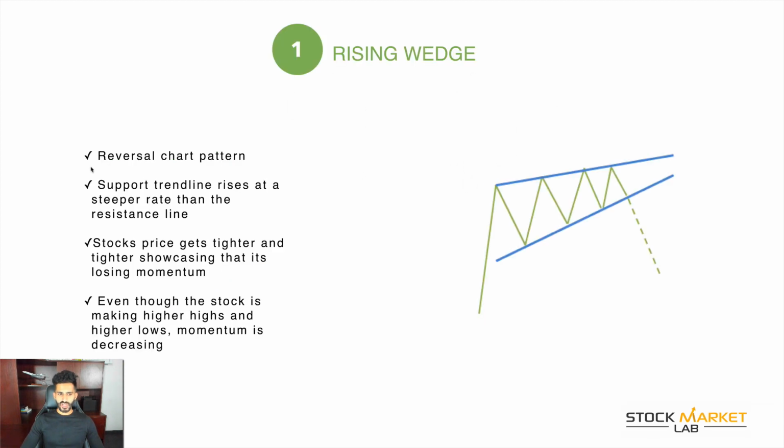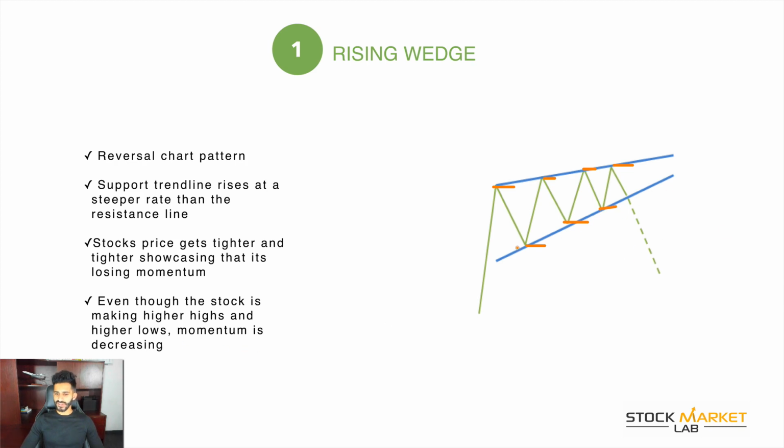So a rising wedge is a reversal chart pattern. The support trend line rises at a steeper rate than the resistance line, right? So this rises faster than the resistance trend line. Because this rises faster, price movement starts slowing down. Momentum starts slowing down for the stock. The stock price gets tighter and tighter, showcasing that the stock is losing momentum. Even though the stock is making higher highs, and higher lows, higher lows, higher lows, which is a good sign.